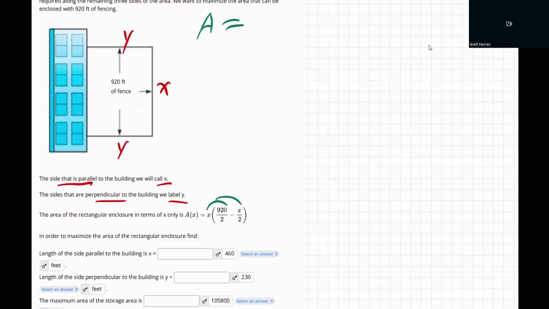So that's going to be 920 over 2. What is that? Use your calculator, 460. 460x, minus a half x squared. I just distributed the x through there. So that's area. Now, how do we maximize? We take the derivative. Don't we? Take the derivative of this.